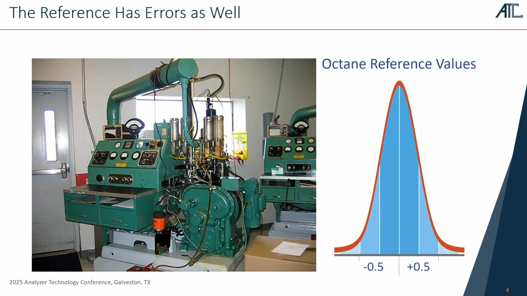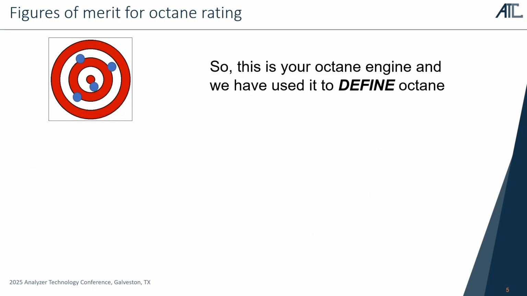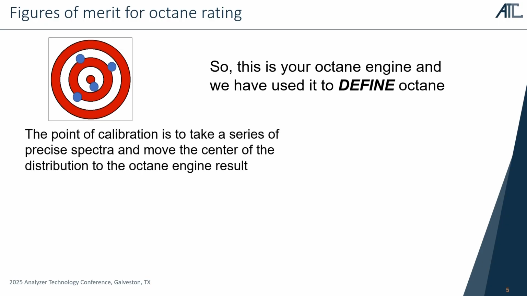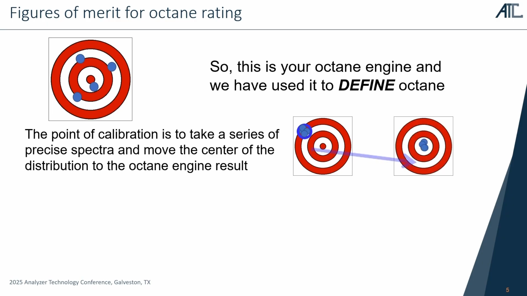So let's think about how we're going to take an optical spectrometer and match it to an octane engine. If this is what the octane engine represents, and consider we're using it to define octane, so this is the number we got out of the octane engine, that must be true. But the point of calibration is we're going to take that set of spectra that are off on the side, and we want to simply move them to the center of that distribution. That's the idea behind calibration.